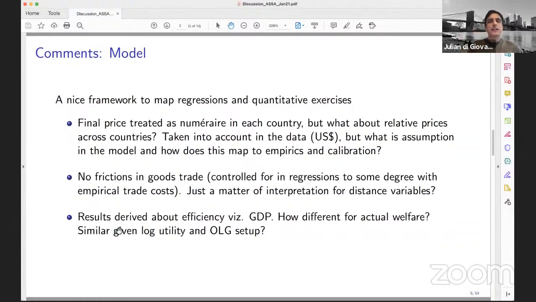And finally, everything's derived in terms of efficiency vis-a-vis GDP. Well, how different are the results for actual welfare? They give some intuition on this, but I was just thinking a bit more in depth about this, given that it's log utility and the OLG setup.